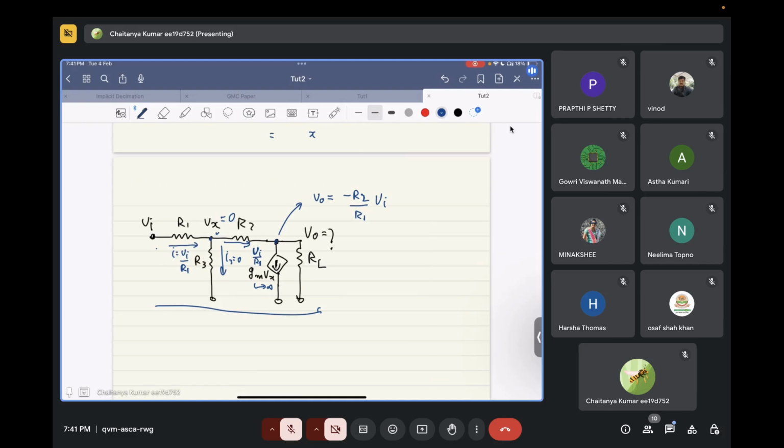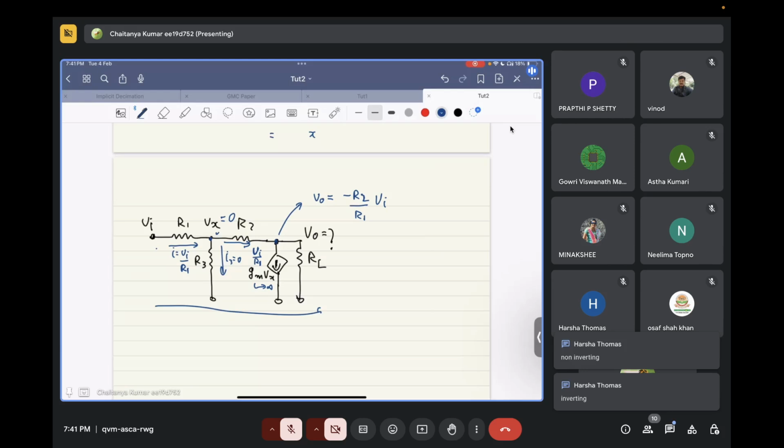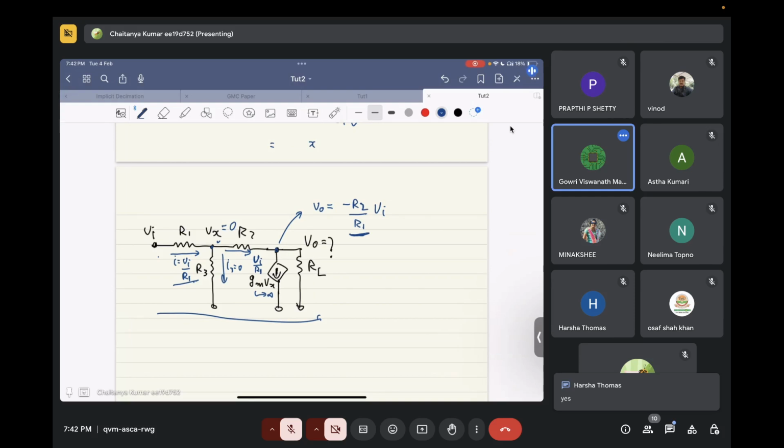What kind of basic amplifiers have you studied till now? Inverting and non-inverting, two amplifiers you have studied, right? So where do you apply this concept, where Vx is equal to 0? That virtual ground concept, sir. Yeah, virtual ground concept. You apply it in the inverting amplifier, right? And in the inverting amplifier also, the gain is of this form only, right? So what we are doing over here is trying to implement an inverting amplifier only.